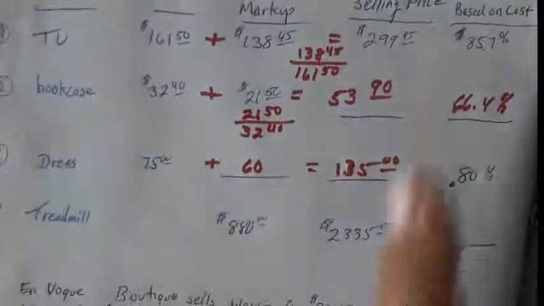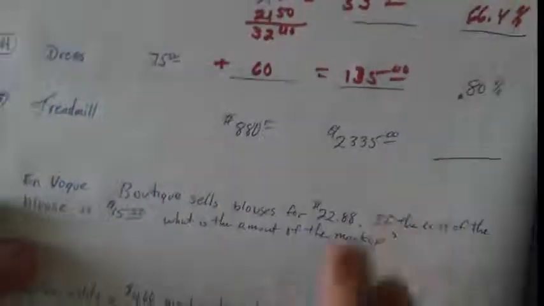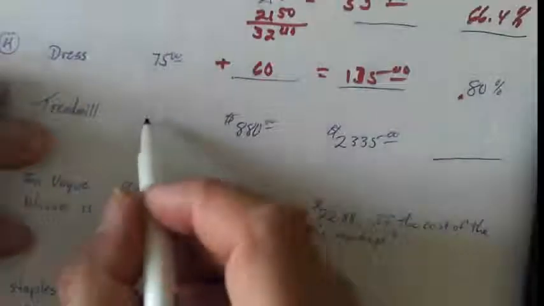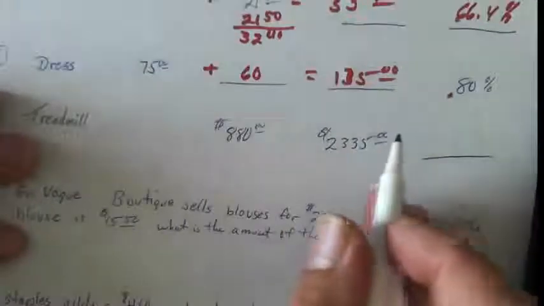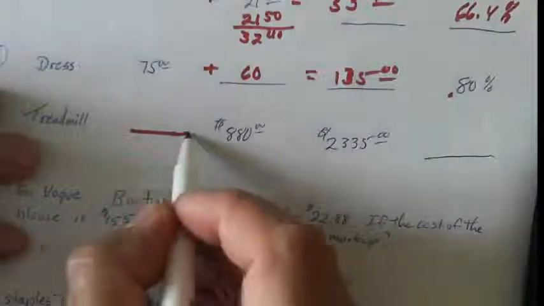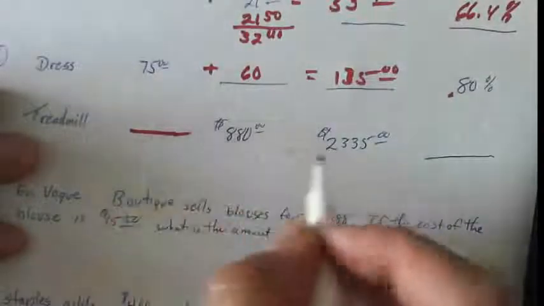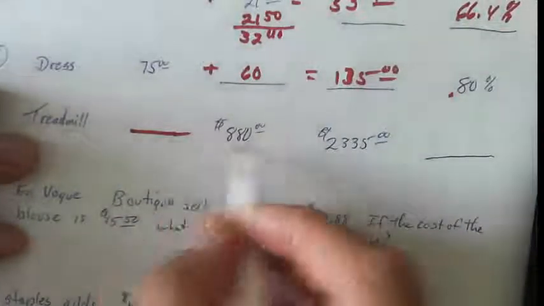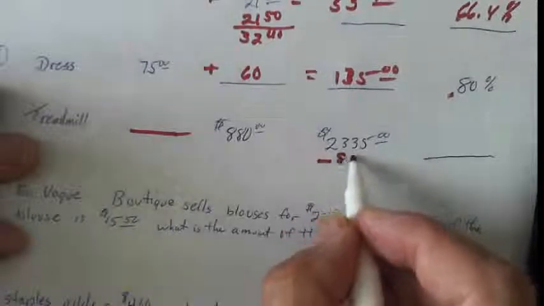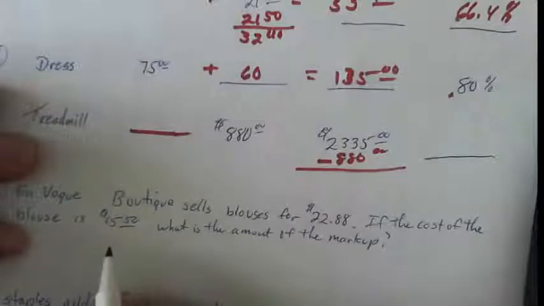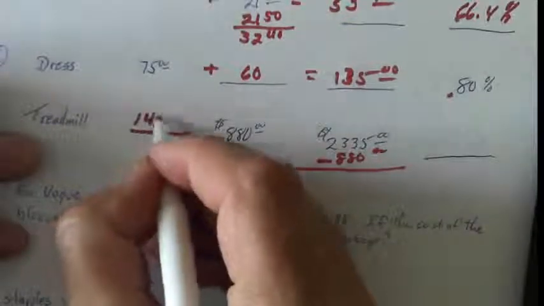All right? Well, another type of problem where they give you different types of information. They gave you the selling price. They gave you the markup. And well, we need the cost, and then we need the percent. Well, okay, how do we do that? We're working backwards. We know the selling price, we know the markup, but we don't know the cost. So what we would do then is simply subtract. So if we take 880 subtracted from the 2,335, and we can do it on our calculator, and we would get 1,455.